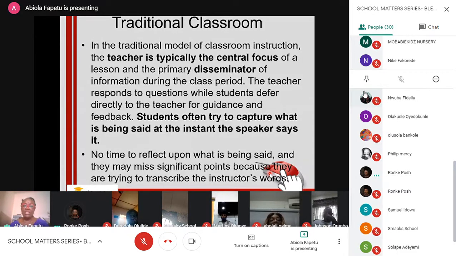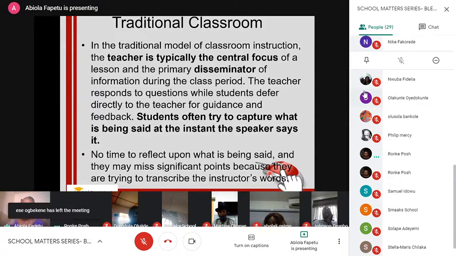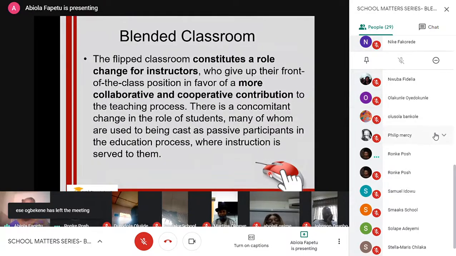So the traditional classroom has the teacher as the center and the disseminator of the class. He's the sage on the stage. The children have to listen, and they have to try to understand him or her while she's speaking, and they have no time to reflect on what is being said, and they miss significant points because they're trying to transcribe the instructor's words. Whereas the blended classroom constitutes a role change for instructors.